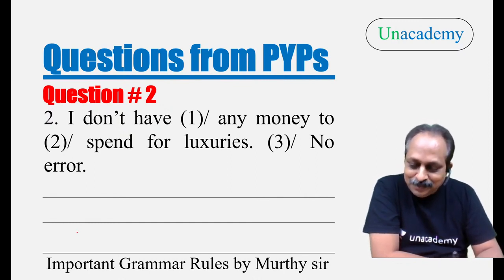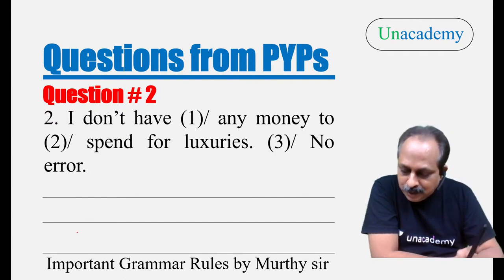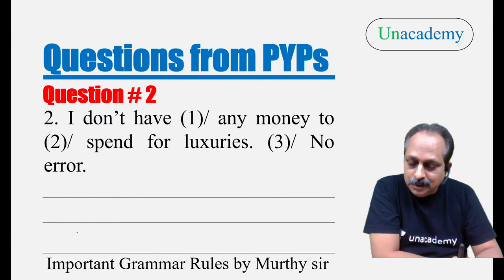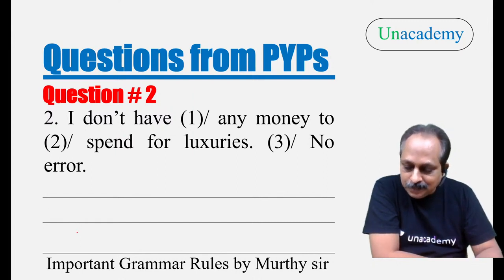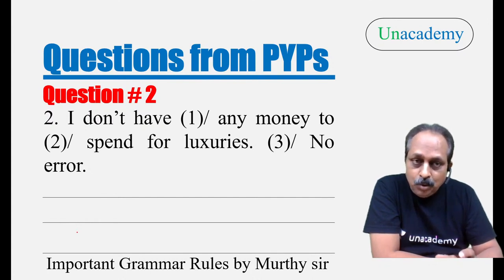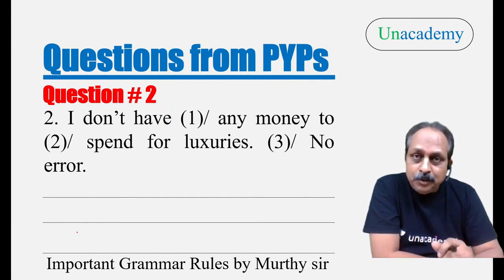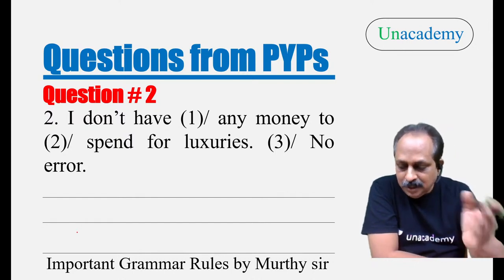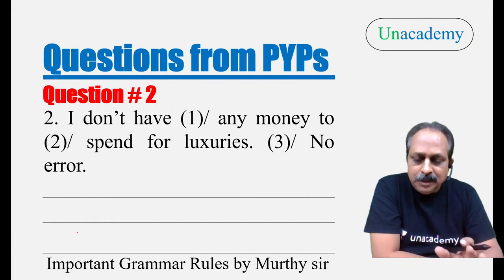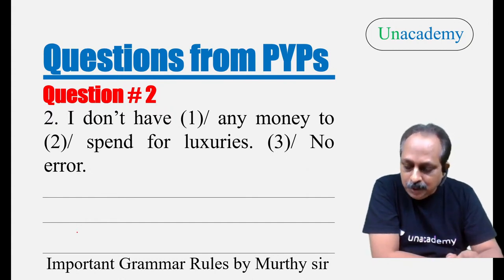That's a good one. I don't have any money to spend for luxuries. Someone says no error, but there is an error. What is it? I don't have any money. No, I don't. That's negative. Then you cannot use one more no. That's a common error. Some goes with affirmative sentences, any goes with interrogative and negative sentences. Here the sentence is in the negative form, nothing wrong with any. Then where is the error?